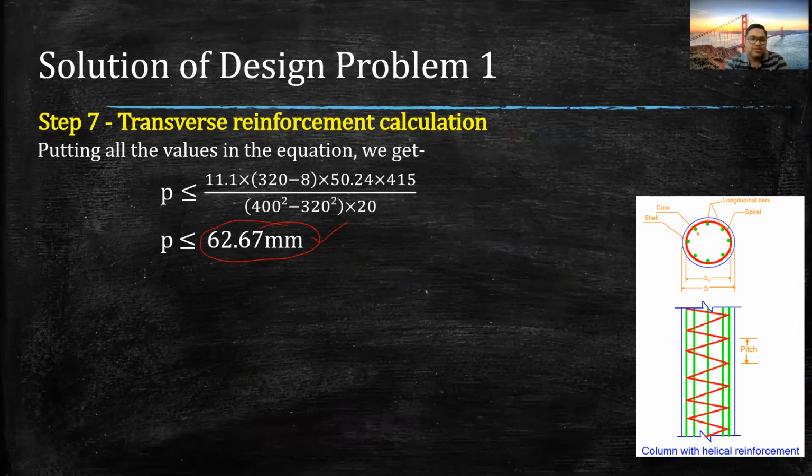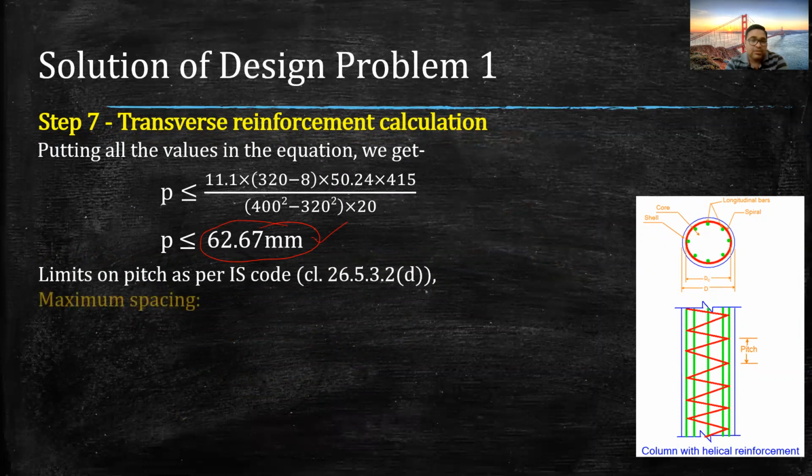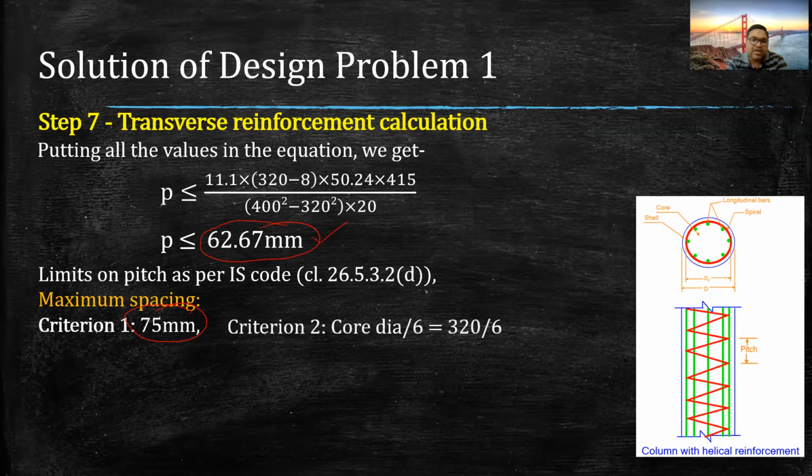Now we have to check this pitch with the IS code limits. So what are the limits? We will see what is the maximum pitch limit and what is the minimum pitch limit. First we will see the maximum spacing or maximum pitch limit. Criteria 1 says pitch should not be greater than 75 mm. The second criteria is core diameter divided by 6, so 1/6 of the core dia, which is 320 by 6. As per this condition, the pitch comes out as 53.33.